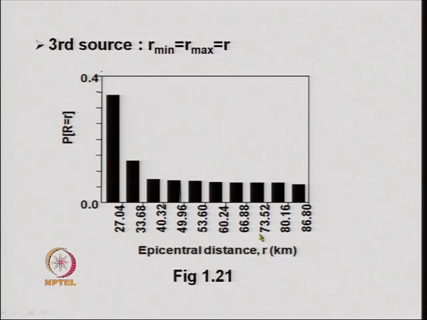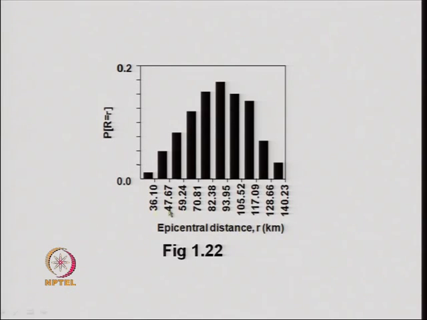for the middle of the interval. So here, say, the epicentral distance 47.67 has a probability of occurrence of nearly 0.02. And 59.24 has a probability of occurrence of about 0.03.